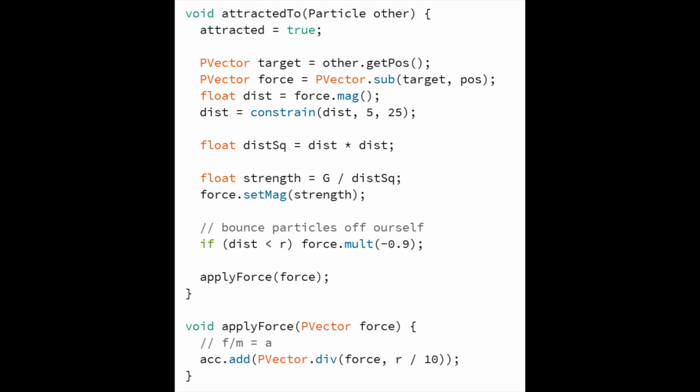We have a small constraint here, which just avoids a divide by zero situation, and we have a negative multiplier, which allows particles to essentially bounce off each other when they get too close. This means that when they're within a threshold distance, they can come together, and if they're too close, they kind of bounce back with a slight damping effect. So that's why it's only negative 0.9 instead of negative 1.